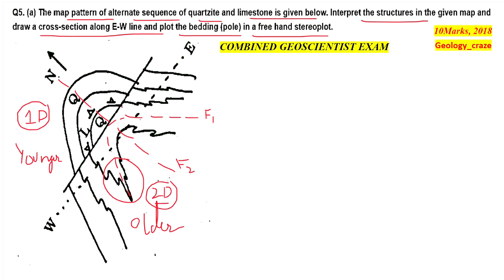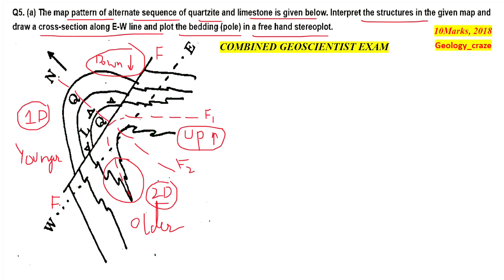Now if I look at this structure, I can say that the older rock is just adjacent to the younger rock. It means this side is moving upward, and this side is moving down, and we can say that this is the downthrown side, this is the upthrown side. Up to that, I think it is clear. Now it means this is a fault. What kind of fault? We have to interpret that, whether we are able to interpret that or not.